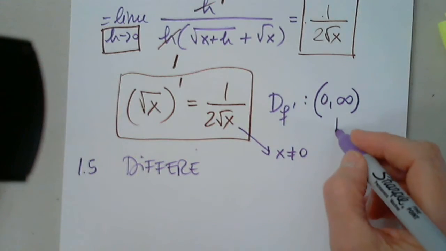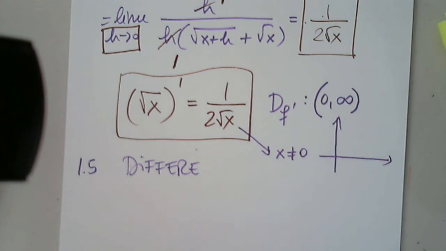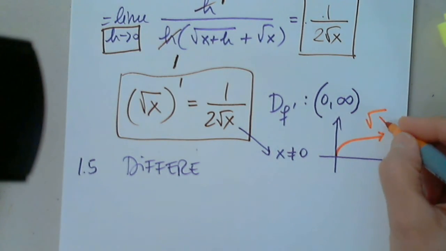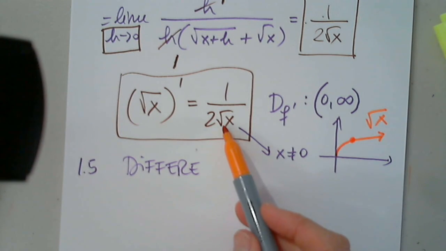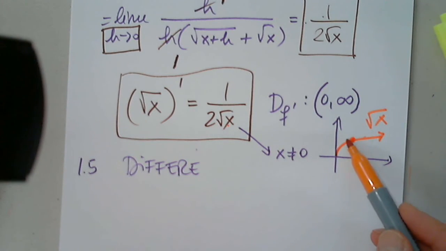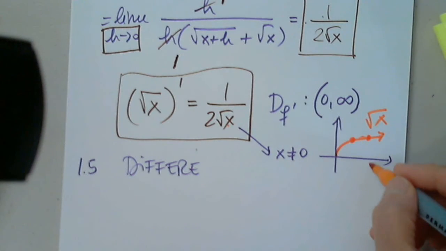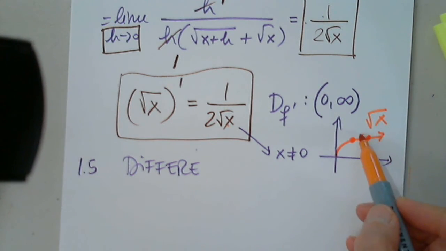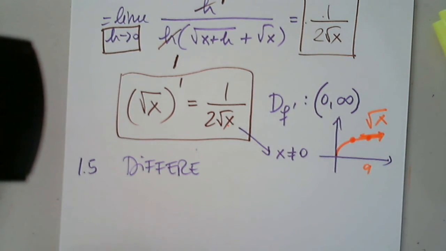Why? Well, let's look at the graph. So here's the graph of the square root of x. How come that the derivative exists at 4? Square root of 4 is 2. 2 times 2 is 4. It's 1/2. The slope here is 1/2. How come that I have 1 at 9? Yeah, the square root of 9 is 3. 2 times 3 is 6. The slope here is 1/6. But how come that it does not exist at 0?